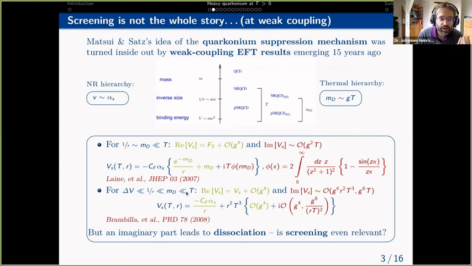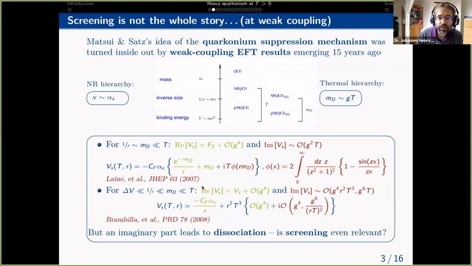Shortly after, an alternative calculation based on potential non-relativistic QCD was published, which assumed that you either look at very small distances, where you have the power counting of pNRQCD, or you can also look at somewhat larger distances, having the power counting of electrostatic QCD.